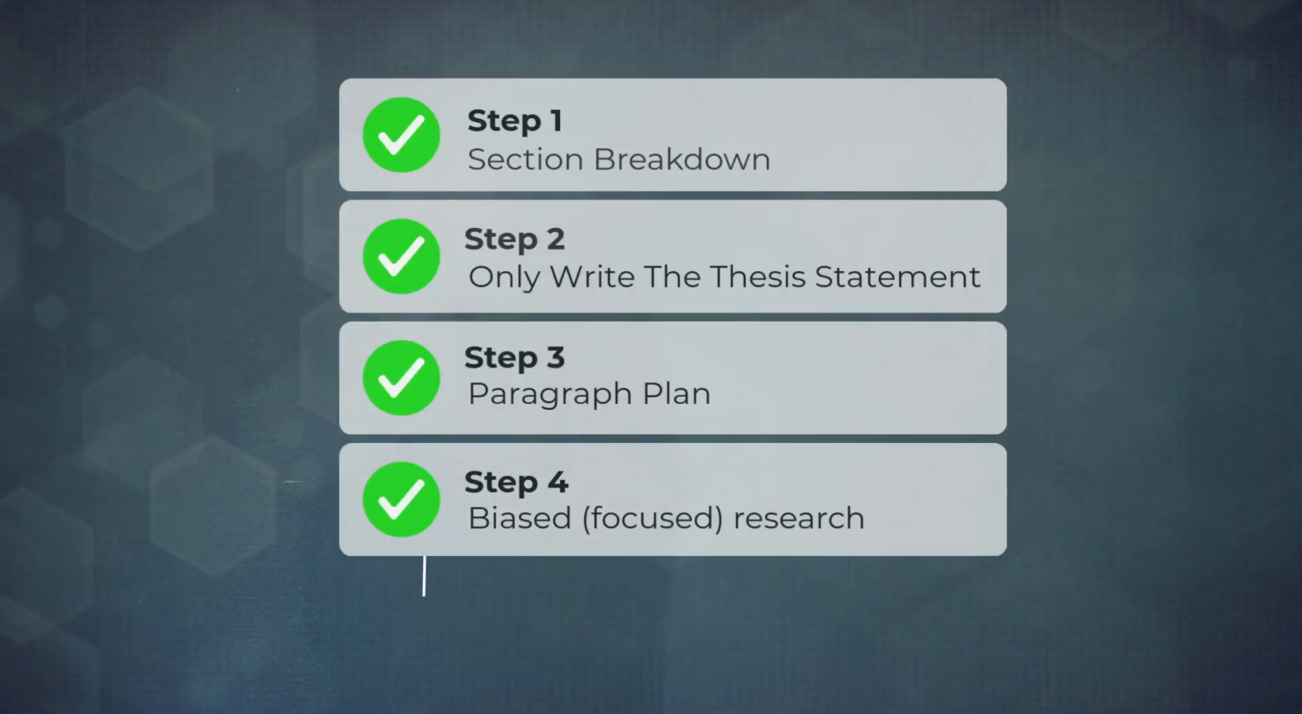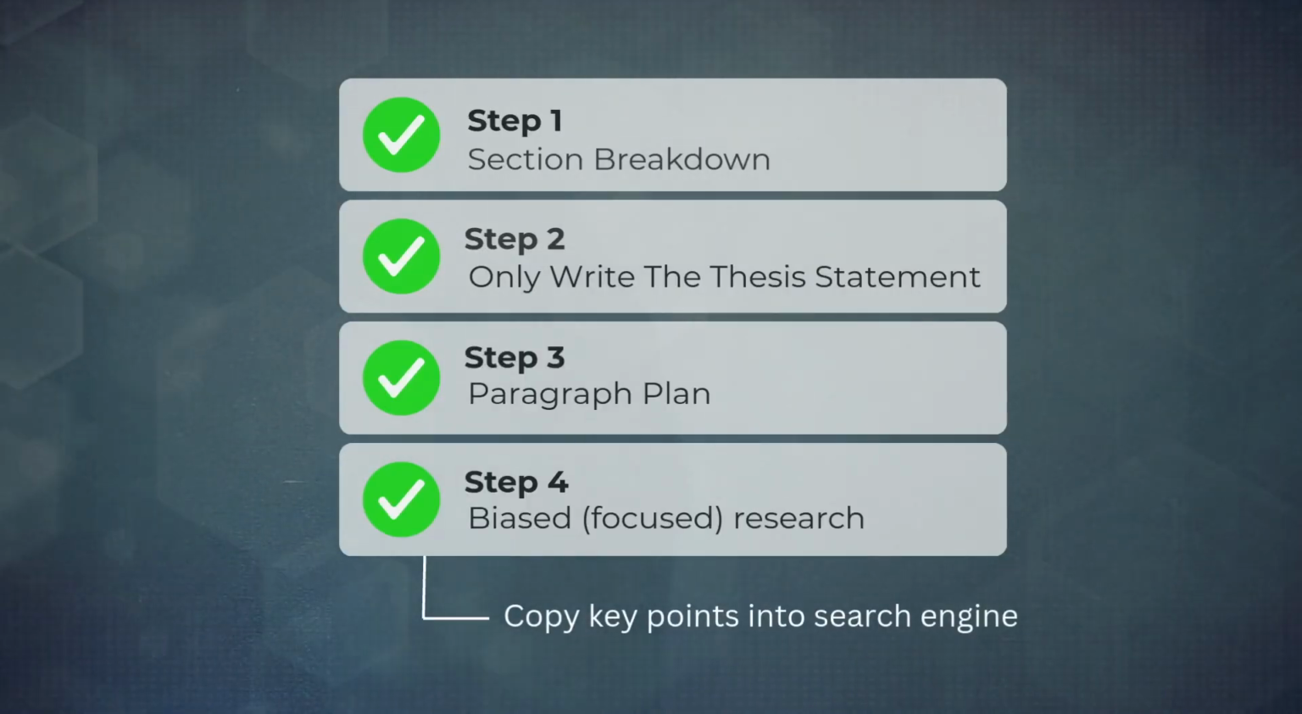Research is one of the slowest things that we have to do, so I want to share my first secret with you here, and that is to do focused research, or what I also call biased research. Now, it's biased because we're not trying to understand everything about something. We do that by taking our first main point that we've written down in bullet point form, and all we're going to do is copy and paste it into our favorite search engine.